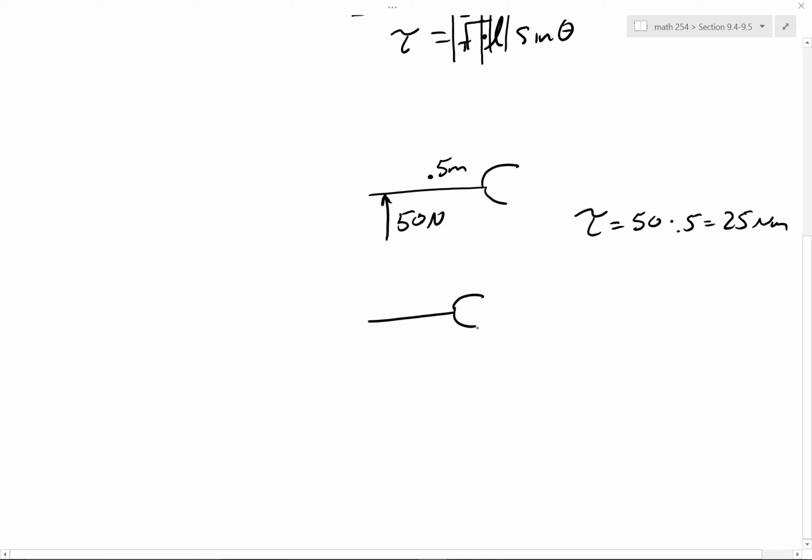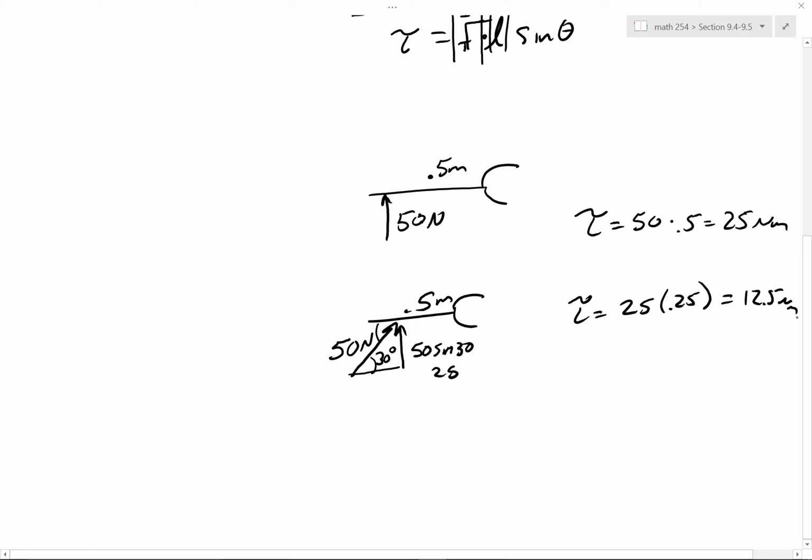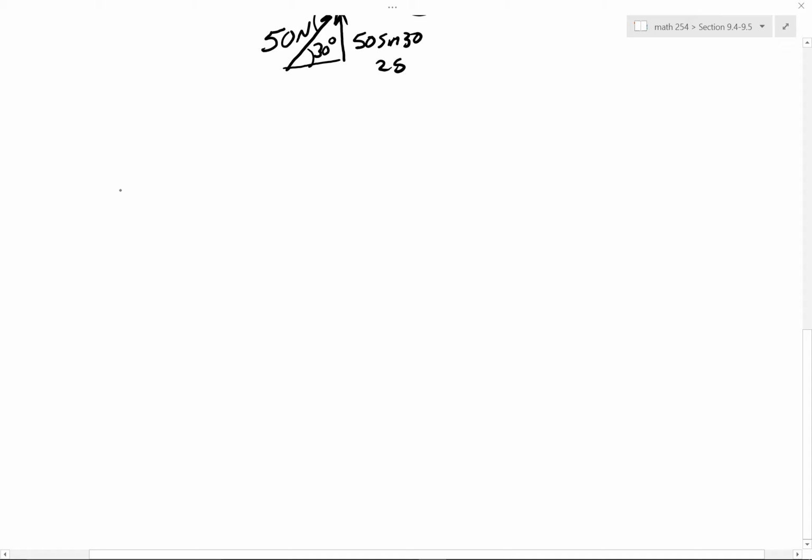Okay. If, however, my wrench was like so, it's still half a meter, but I'm pushing here with a force of 50 newtons at an angle of 30 degrees, then this side over here is 50 sine 30, which is 25. So now the torque would be 25 times 0.25, which is, of course, 12.5 newton meters. Okay. Now, this is where this all comes about, because it turns out that when you take A cross B, it is equal to the magnitude of A times the magnitude of B.